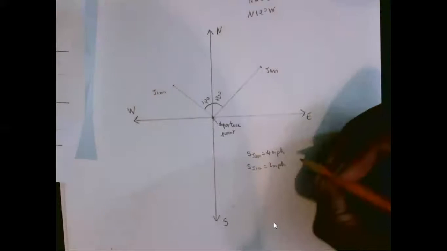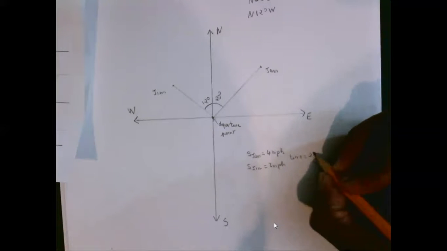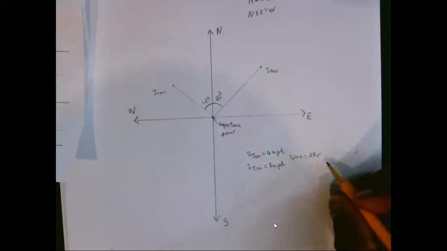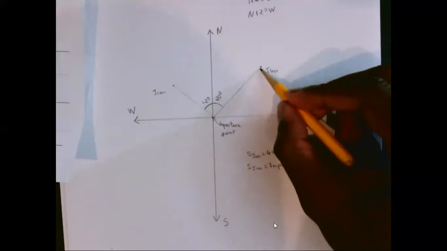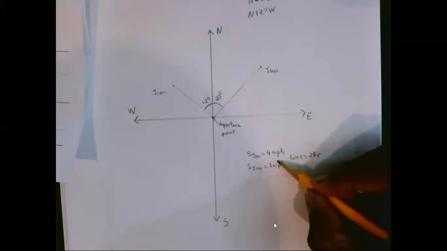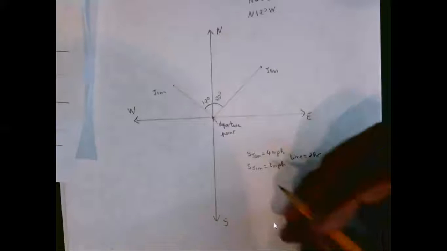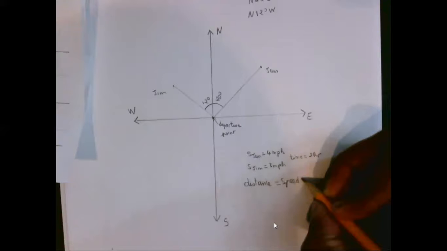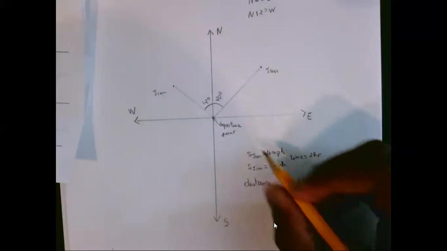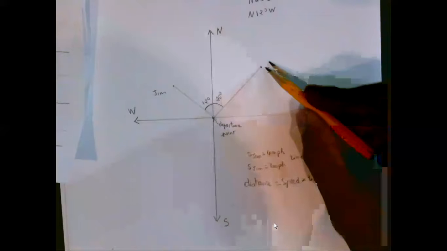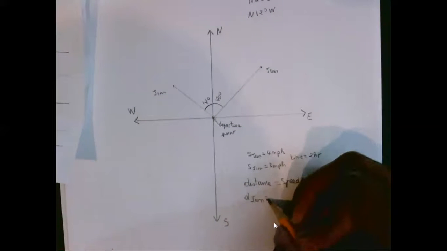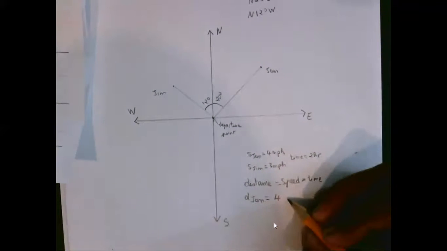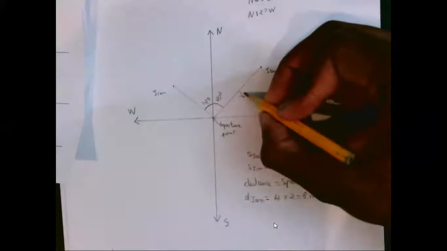And we know that the total time they were hiking was 2 hours. So with that we can figure out the distance, because from here to here it is a distance, from here to here is another distance. We have speed, we don't have the distances, but there is a relationship between speed and distance. The distance is equal to the speed multiplied by the time. So the distance of Jen will be equal to 4 miles per hour multiplied by its time, 2 hours, which is 8 miles. So from here to here is 8 miles.